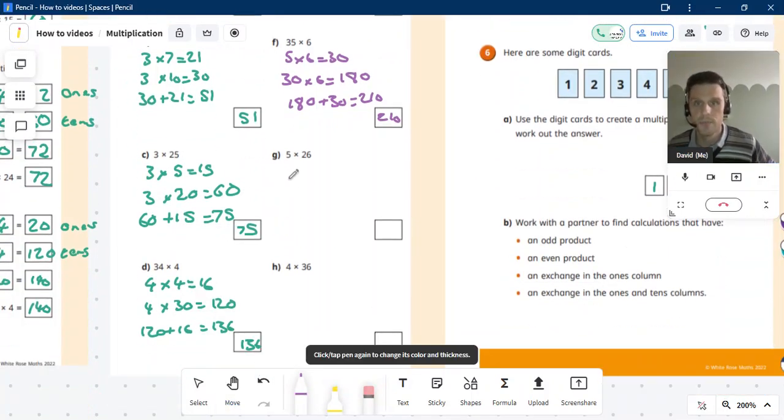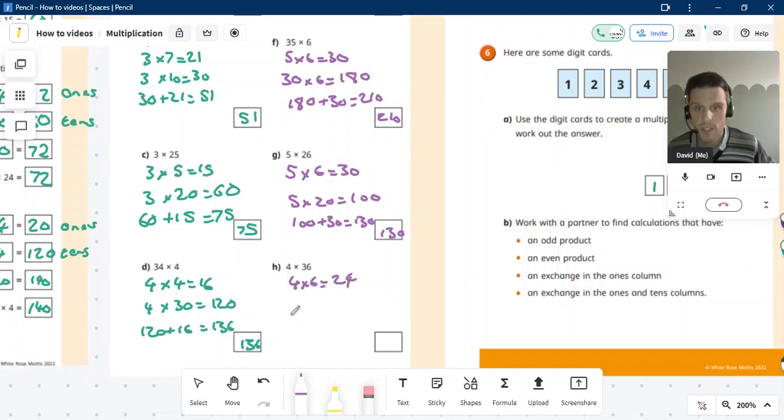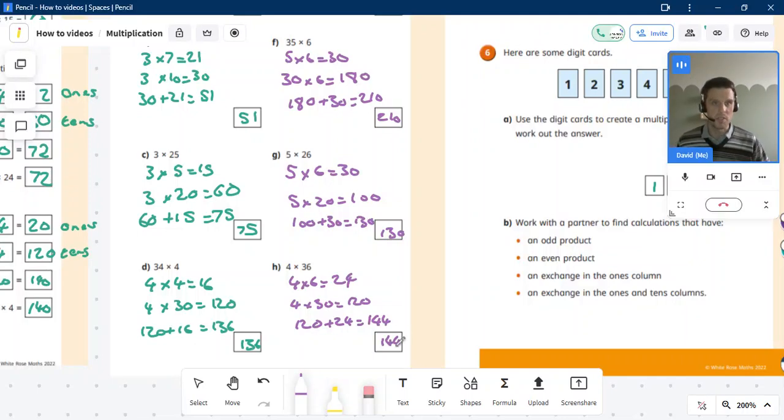Okay. Last two. 5 times 6 equals 30. 5 times 20 equals 100. 100 plus 30 equals 130. And then we've got 4 times 6 equals 24. 4 times 30 equals 120. 120 plus 24 equals 144. And there's our answer there. Oh, that was a meaty question.